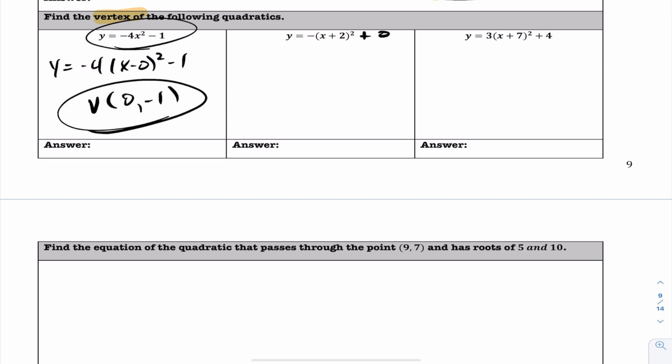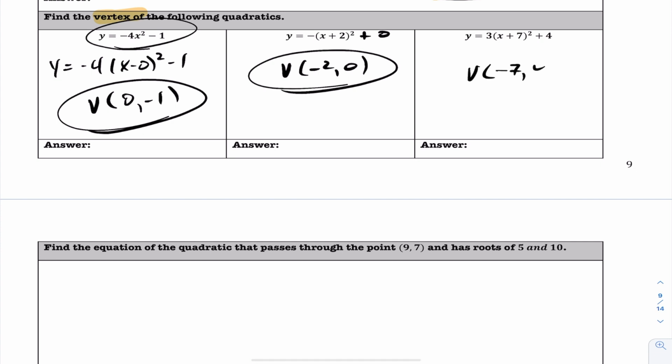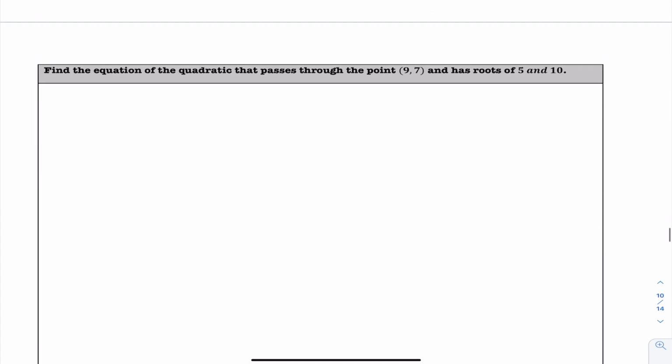This quadratic here, I can put a plus 0 at the end, in which case the vertex here will be negative 2 and 0. And this quadratic is in vertex form. It'll be negative 7 and 4. All right, let's take a look at the next ones here.